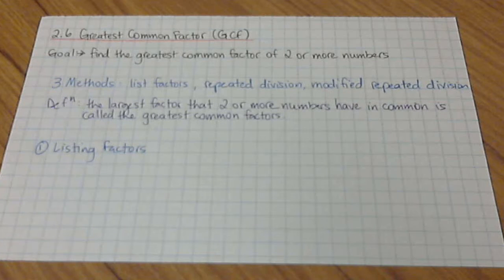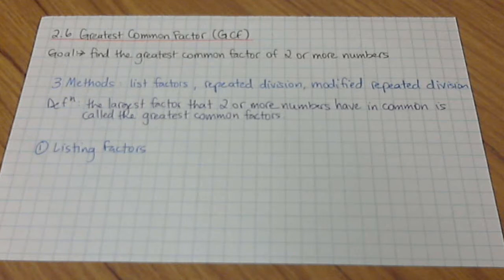Ultimately on a test, I may ask you to show that you understand each of the different ones, but you should find one that you feel comfortable with. Just by way of definition, the greatest common factor is the largest factor that two or more numbers have in common. This is the thing that is called greatest common factor.